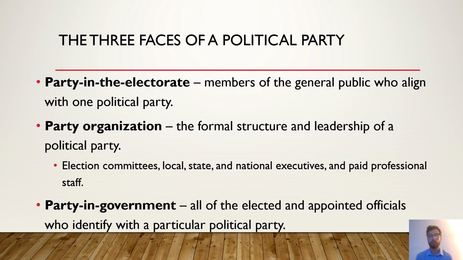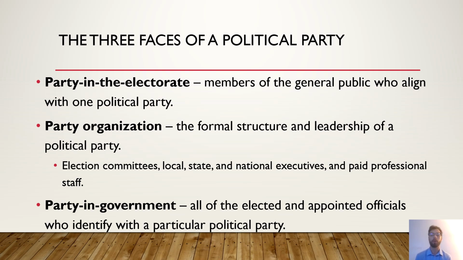So, what are the three faces of a political party? I briefly mentioned these. You have the candidates, the activists, and the voters. Well, let's give them more political science definitions. We have the party in the electorate. This is everyone. These are the voters. These are the members of the general public who align with one political party in any given election and have the power and ability to switch affiliation within political parties. And if a large number of them do, they have the power to create party realignments that have significant impacts in the landscape of American politics and the political party system.